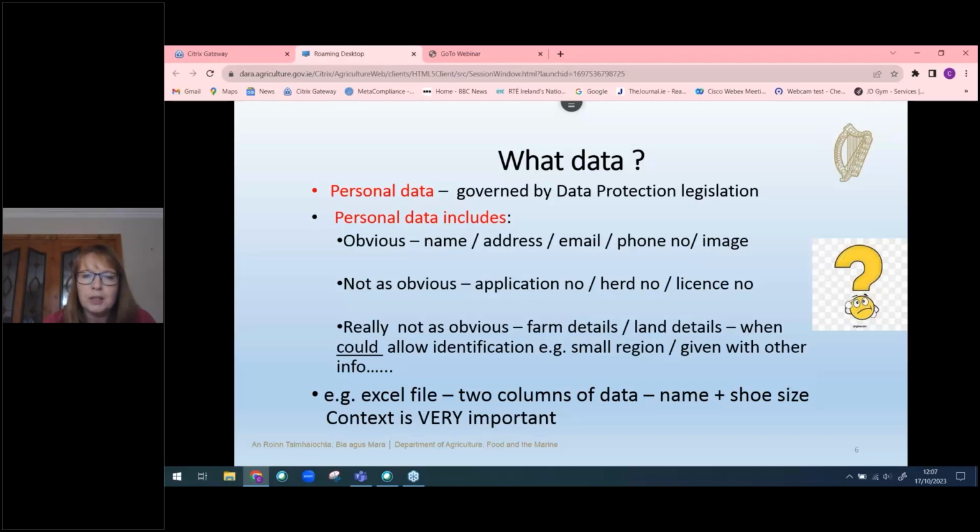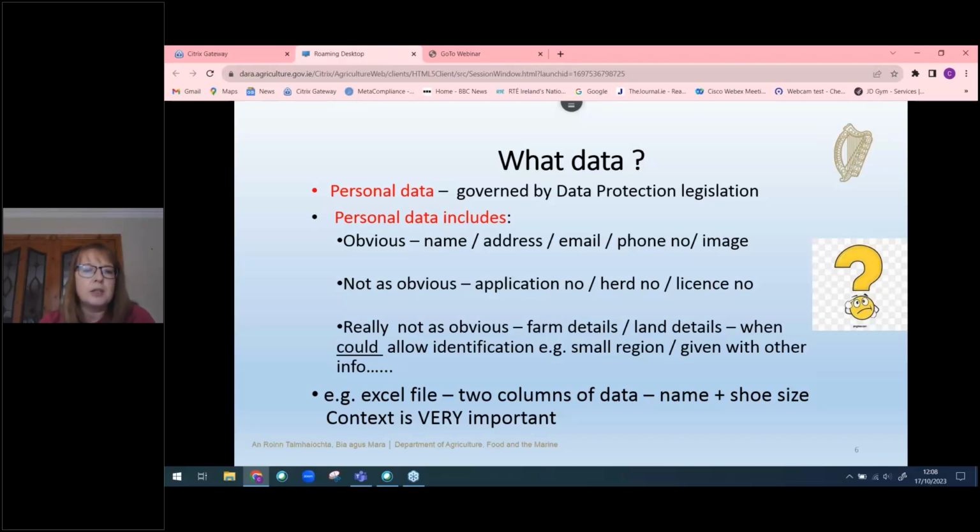Then there's other data that people mightn't recognize, but it still is personal data. And that is application numbers, where it's linked to an individual's application, herd numbers, even though some herd numbers have more than one individual behind them, but it's still personal data to them. License numbers, registration numbers, anything which is linked to an individual. So you're going back to the individual and it's their data.